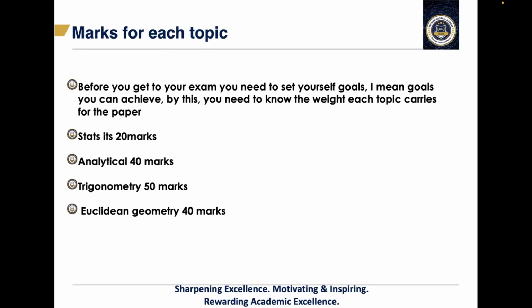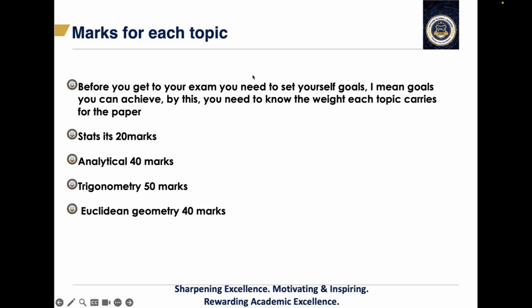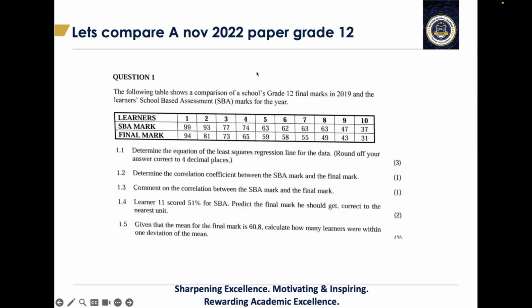The analytical geometry is 40 marks. The trigonometry is 50. It's a lot of marks when it comes to trigonometry. And then Euclidean geometry is 40 marks. Next slide, please. Euclidean geometry is 40 marks. I just did a comparison now on questions. On the following slides, you will just see the comparison of questions.